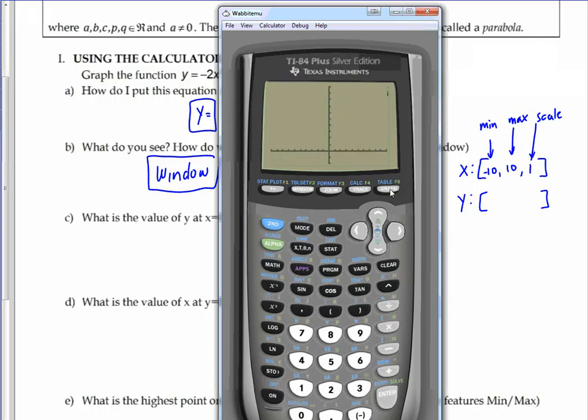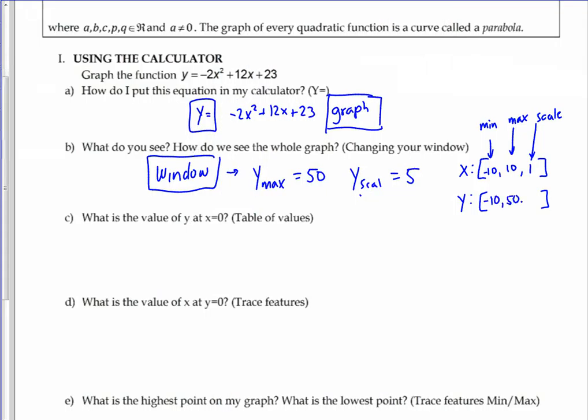So now we know each one of those ticks for y stands for 5 units. I have a better idea now what my y-intercept is, because it's going to be between 20 and 25, closer to 25. Our y-intercept is going to happen in there. Because I know my scale, I can interpret my graph better. All right, we went negative 10 to 50 and a scale of 5.